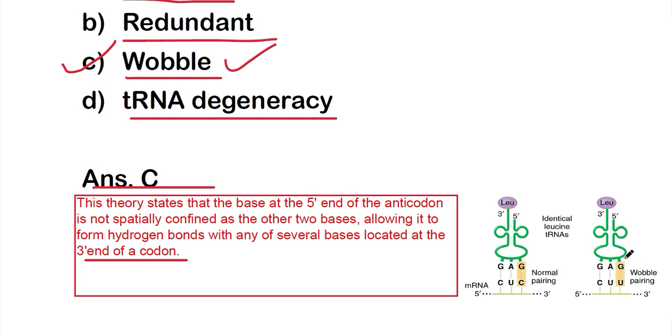So this third anticodon base can bind with any of the bases because its specificity is not mandatory. That's why it is called wobble pairing. This type of binding, this theory, is known as the wobble theory.